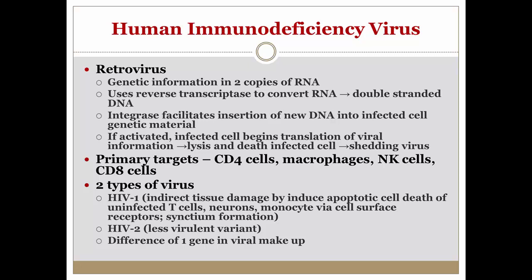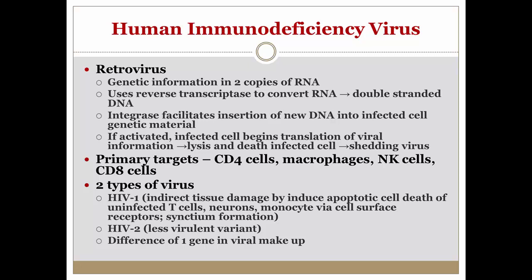HIV-2 is a much less virulent variant of this virus, and that's what we see in sub-Saharan Africa more than we do in the US and other parts of the world. HIV-1 causes indirect tissue damage by inducing cell death. That's apoptotic cell death of uninfected T cells, neurons, and monocytes on the cell surface.